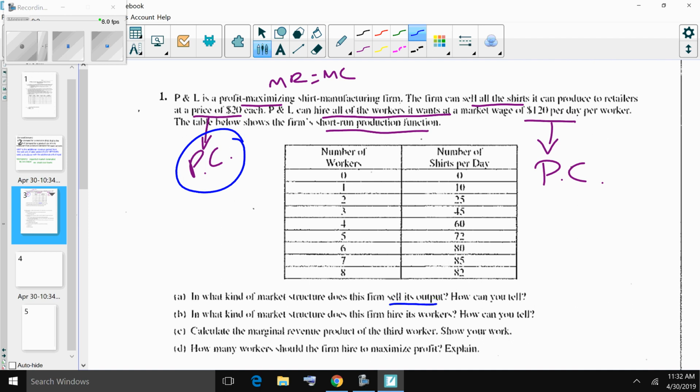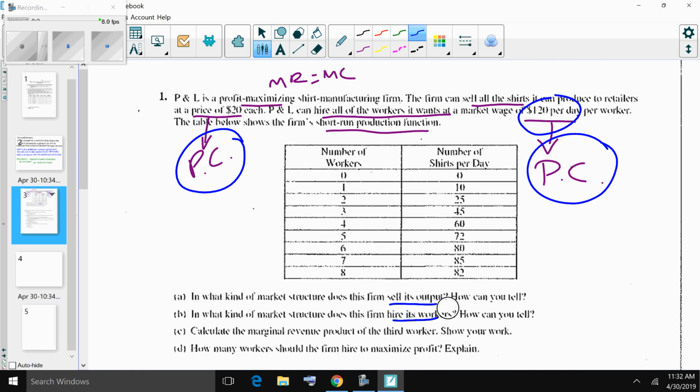Next, part B. In what kind of market structure does this firm hire its workers, and how can you tell? Again, I already answered that question before I even knew this is what it was asking. They are hiring in a perfectly competitive market because the market wage rate is constant. They are not increasing wages to attract more workers. Now C. Calculate MRP of the third worker, showing your work.